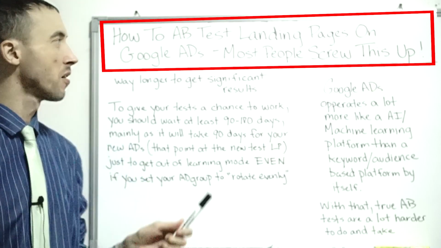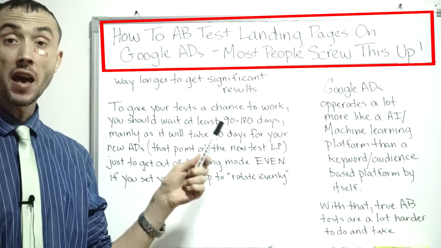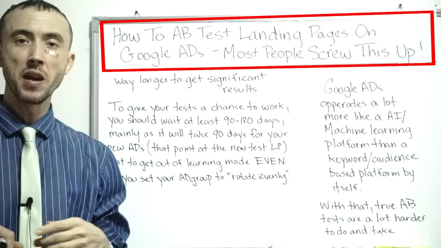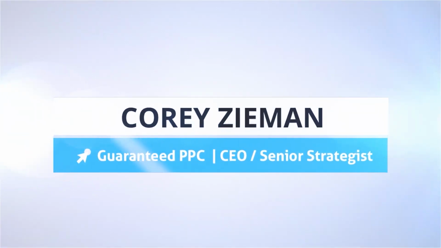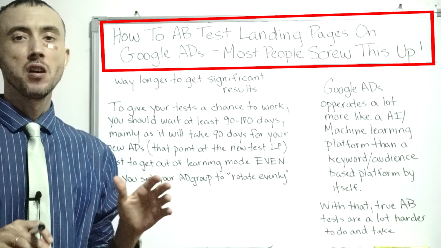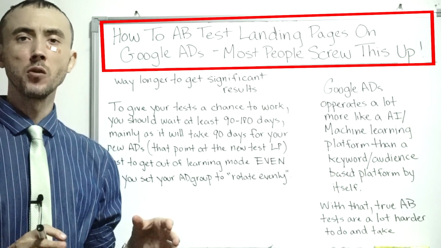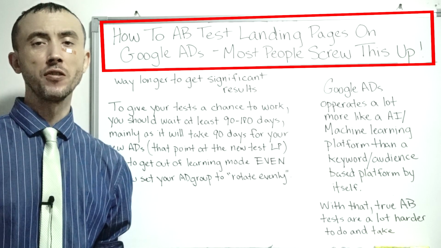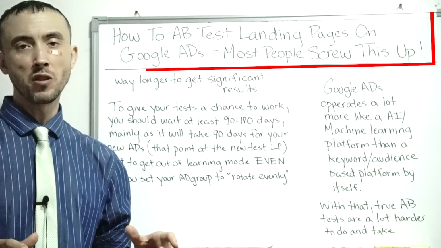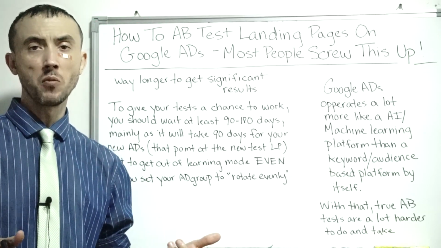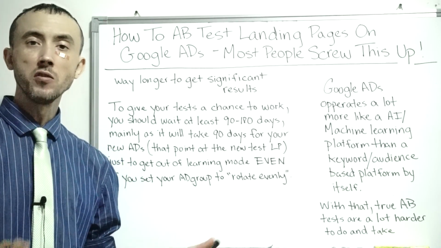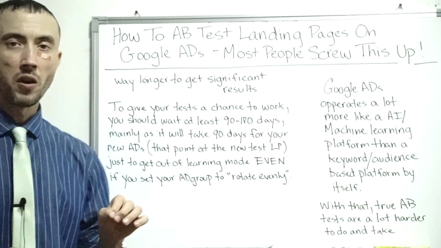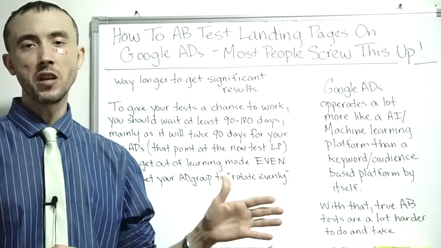Today's video, we're going to talk about how to A/B test landing pages on Google Ads, or when you're using Google Ads to A/B test your landing pages. There's a specific process that you want to go through to get what they call significant or statistically significant results. That is, so you're not making false assumptions about whether the landing page that you ultimately want to A/B test wins or loses, okay?